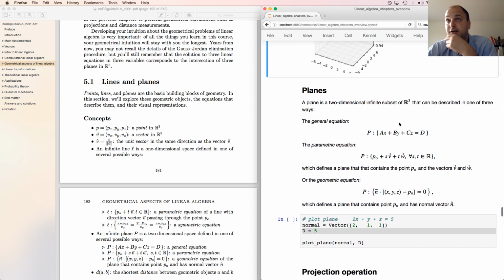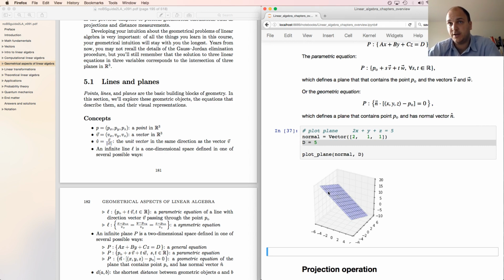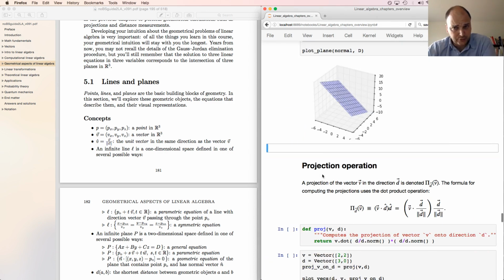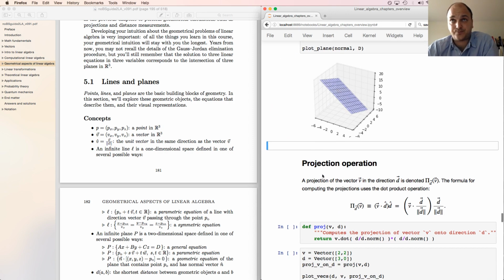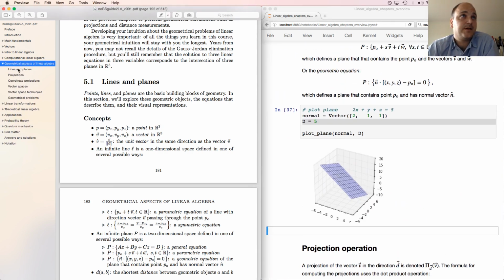A plane, you can define it in a couple of different ways, but in general it's some equation in R3 that's satisfied. So x, y, and z have to satisfy this equation. We can plot some plane here, just to give you an example. These geometrical objects, points, lines, and planes, are useful in all kinds of situations. This is called analytic geometry. There's a whole chapter on that.